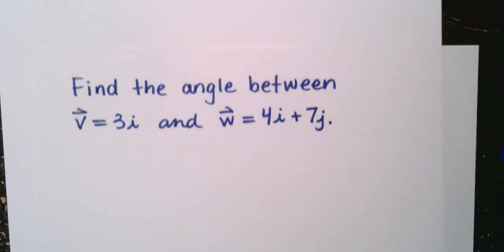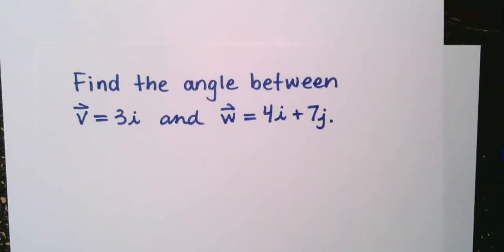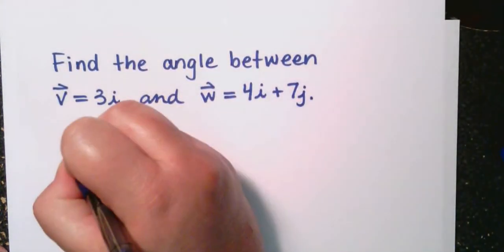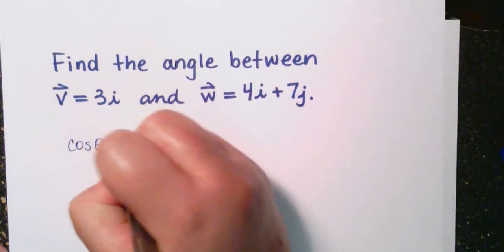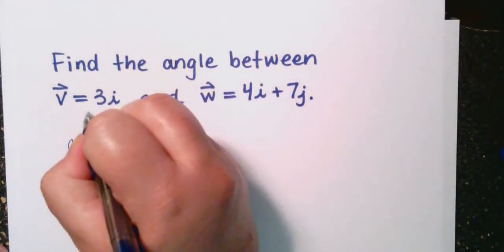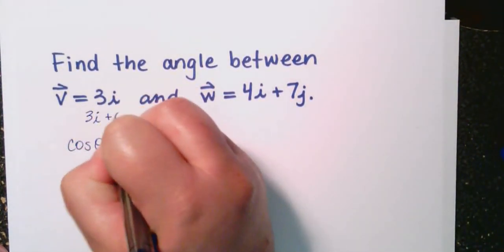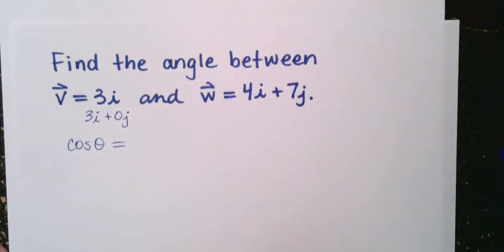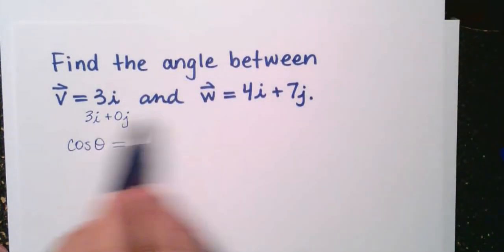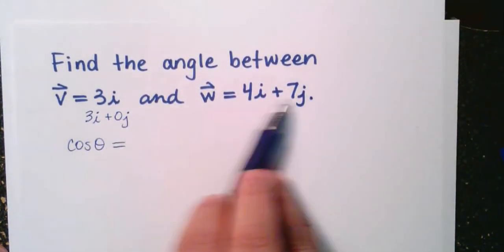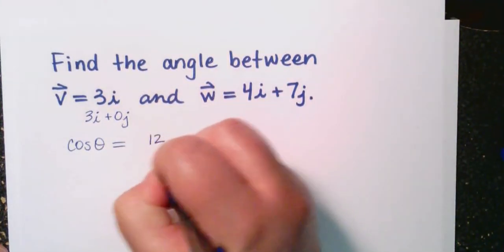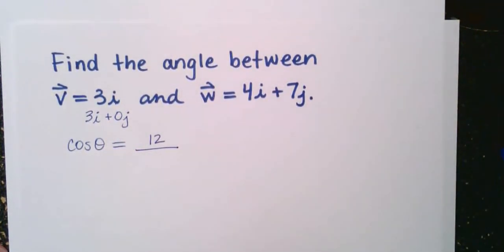If you have not already been doing this, please go ahead and pause, try it yourself, and see if you get the same thing I do. Okay, so cosine of theta equals, and on top I need the dot product. Remember that this is the same as 3i plus 0j. So this is 3 times 4, which is 12, plus 0 times 7. 0 times 7 is not going to be anything, so it's just 12.